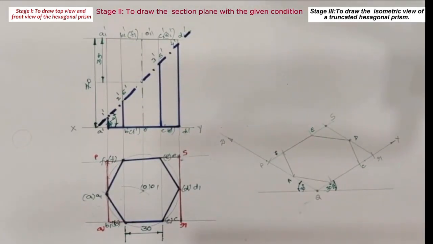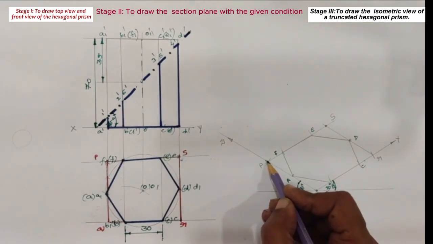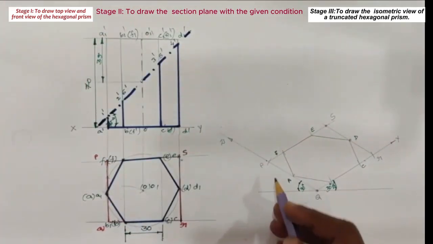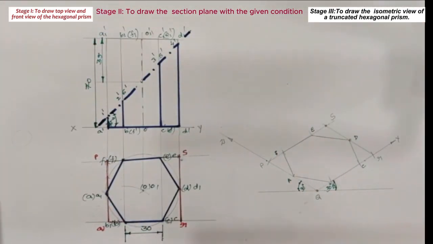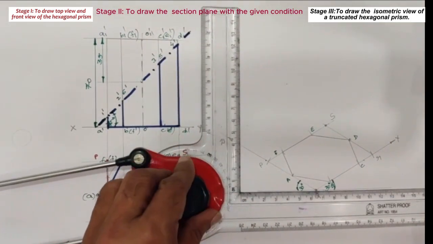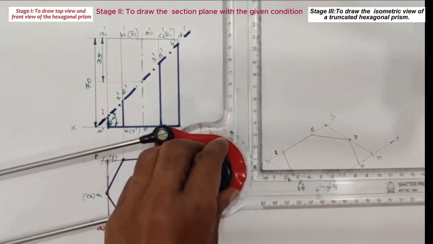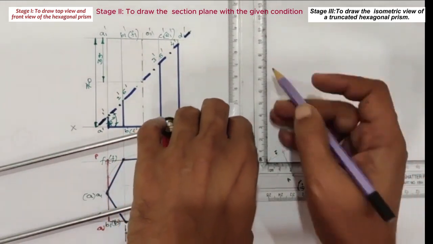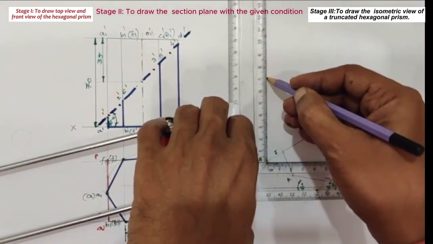The method which we are using for drawing the isometric view of a hexagonal prism is box method. For that, passing through the points, say P, Q, R and S with the given axis height, draw vertical lines. As you know, in the case of isometric view, the vertical lines are drawn with an angle of 90 degrees to the ground line. With P as a origin point, draw vertical line with the given axis height.